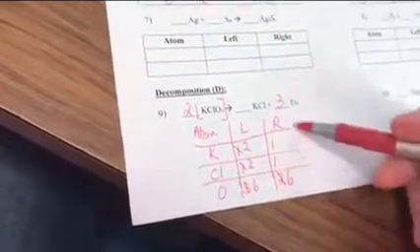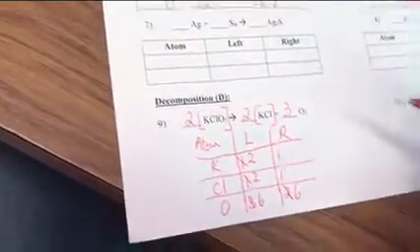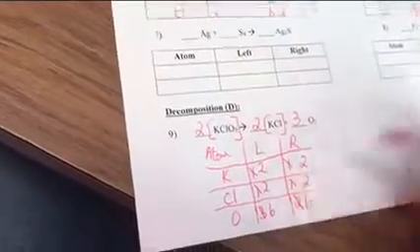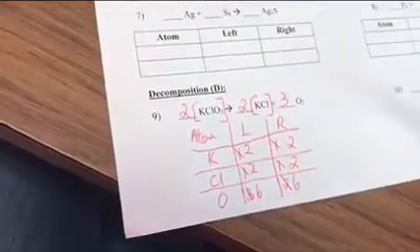But my K and Cl are not happy, so how can I change it? I'm going to put the 2 in front of KCl. Then I can change my K to be 2. I can change my K to be 2 on the right hand side. So then now everything is balanced. Okay, so that will be the whole worksheet.